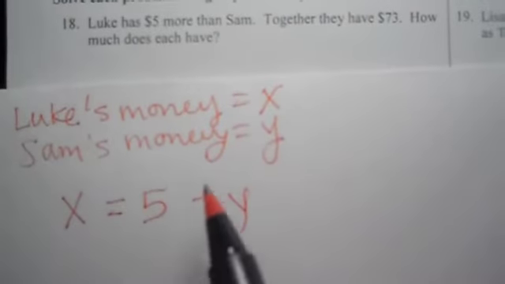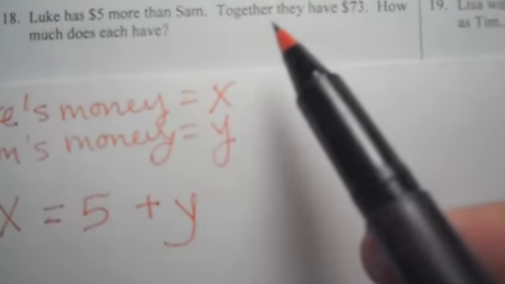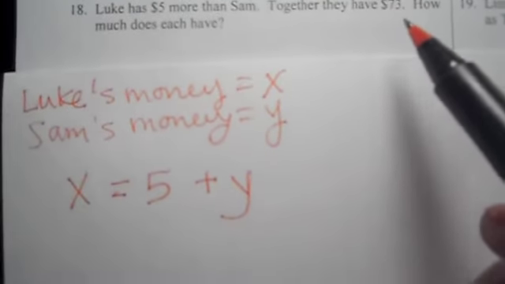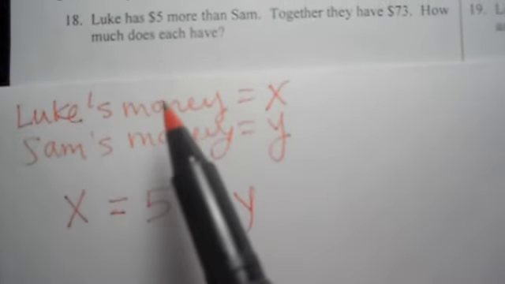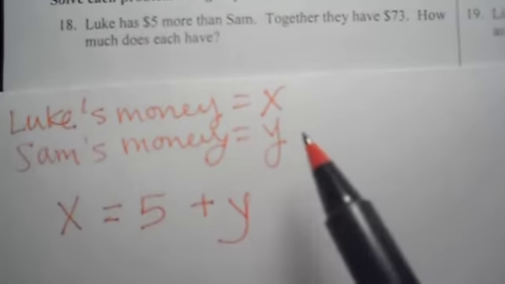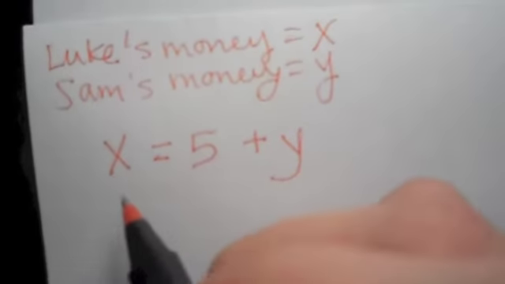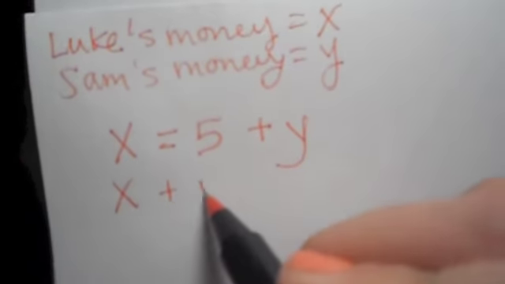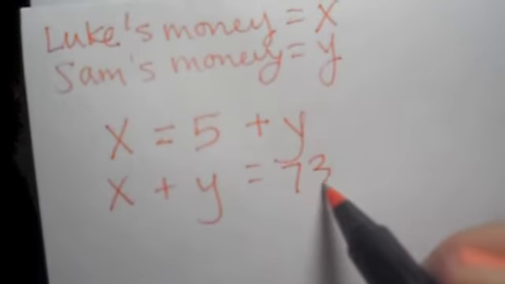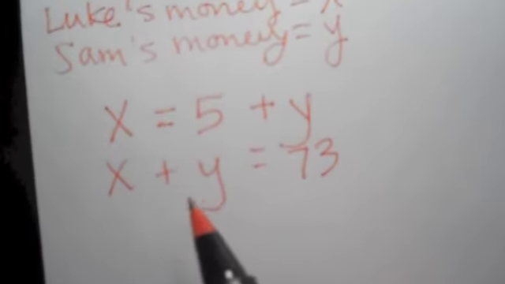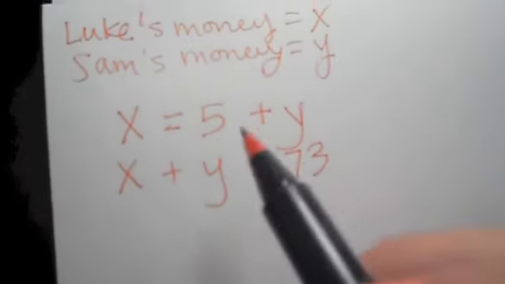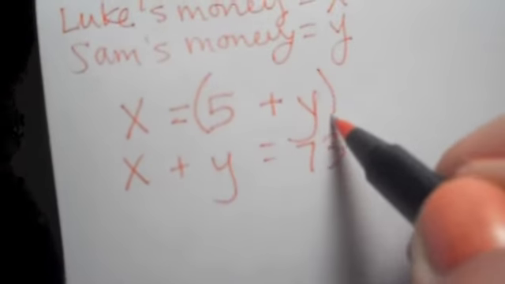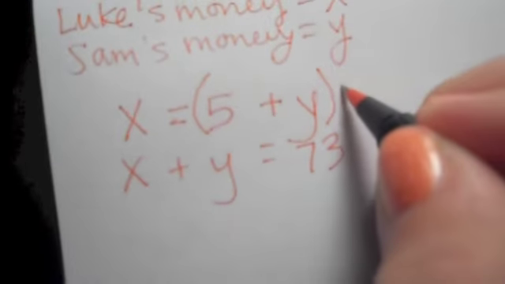Let's look at the second one. We've got this first equation. So together they have $73. So that means if you added Luke's money and Sam's money together, you would get $73. So let's write that. X plus Y equals $73. Alright, so we have two equations. At this point, you can use graphing, substitution, or elimination to figure out what each amount is. I'm going to use the chunk method because this one is already solved for X.